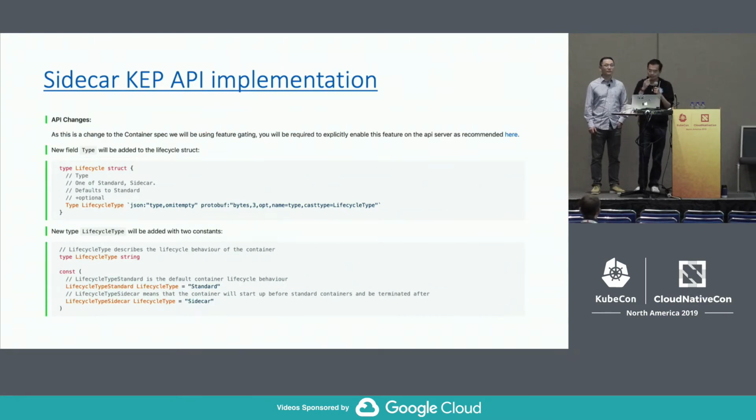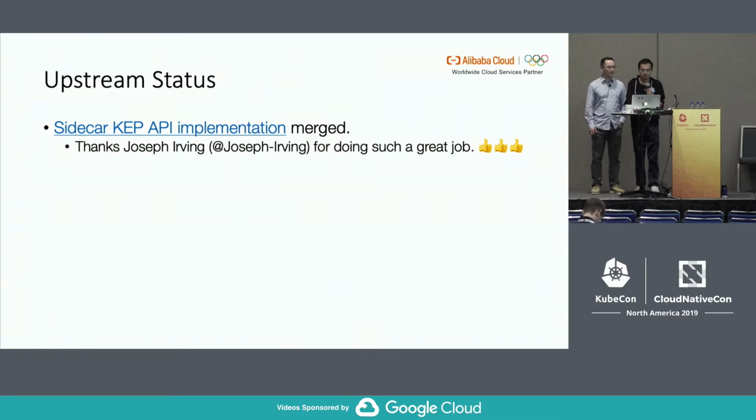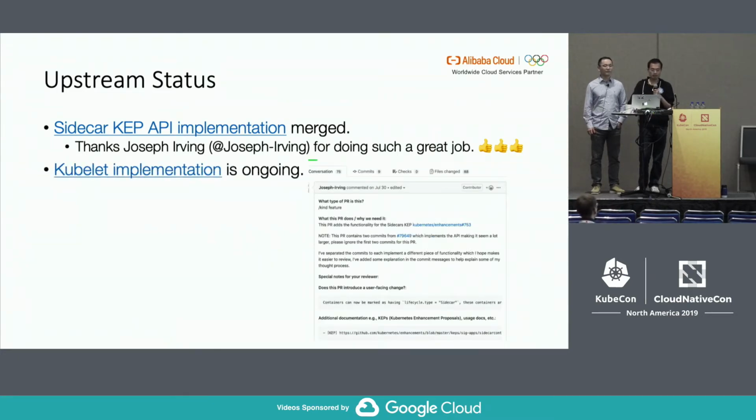He defined a field in the pod spec, lifecycle, which is used to identify which is a standard container and which is a sidecar container. Another pull request is ongoing. This modifies Kubernetes and is under review now. After it is merged, we could use the lifecycle type to mark which is a sidecar container.